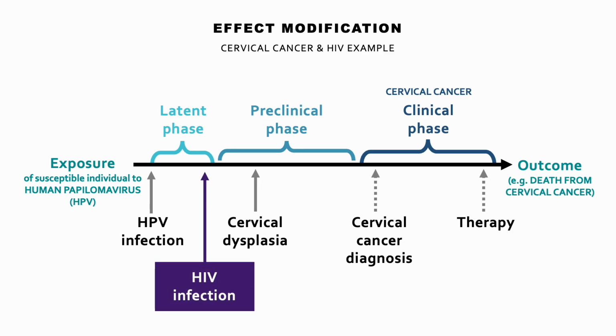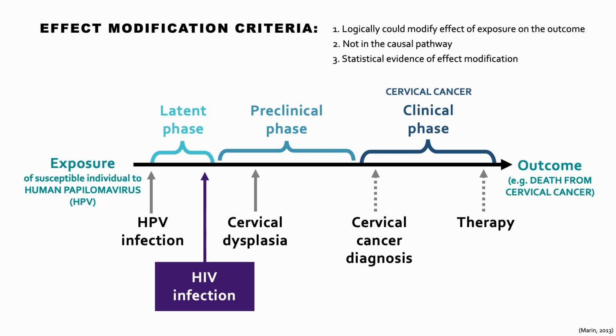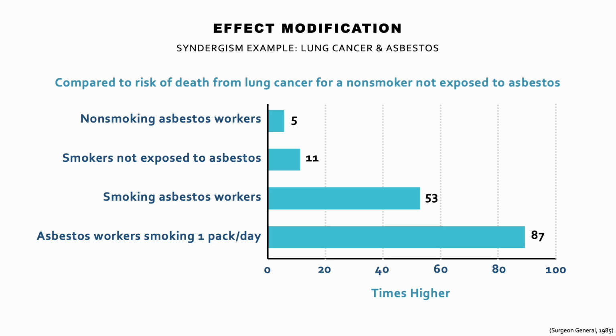If someone gets a co-infection of HIV after they already have HPV, this modifies the effect by accelerating the disease process. Cervical dysplasia will happen sooner, and there's a higher risk of invasive disease. For a variable to be an effect modifier, it needs to be something that could logically modify the effect of the exposure on the outcome. It cannot be on the causal pathway, and there needs to be statistical evidence of effect modification. The effects of exposure to asbestos and exposure to smoking on lung cancer are greater than what would be expected based on the effect of either exposure alone.